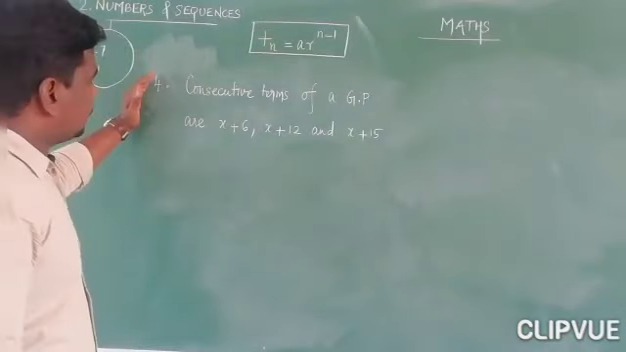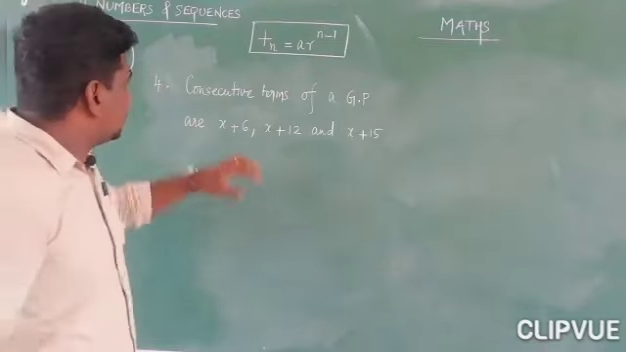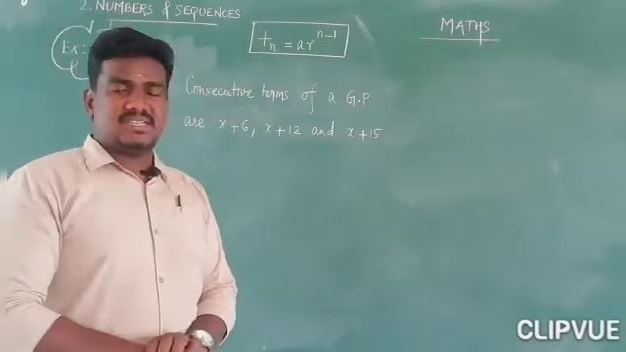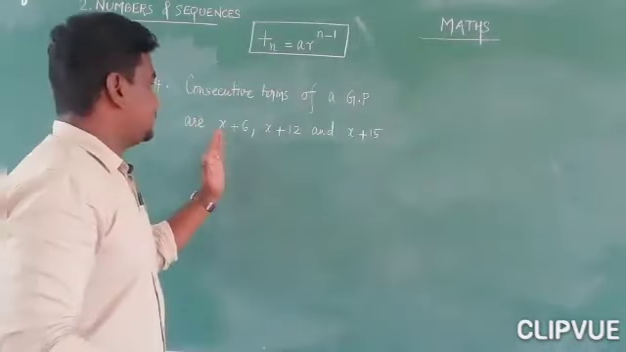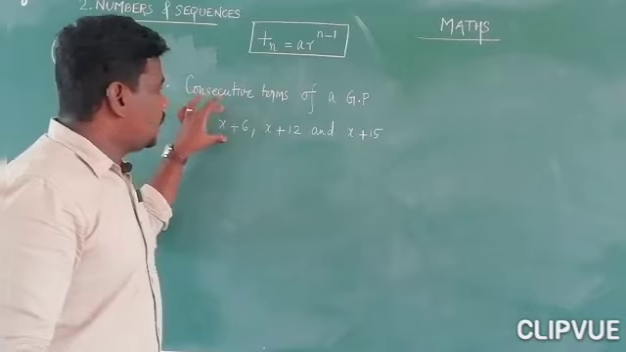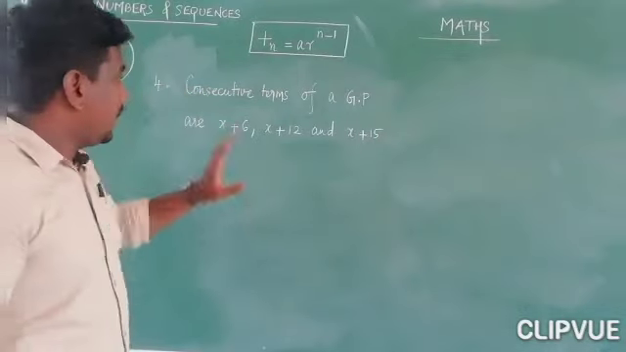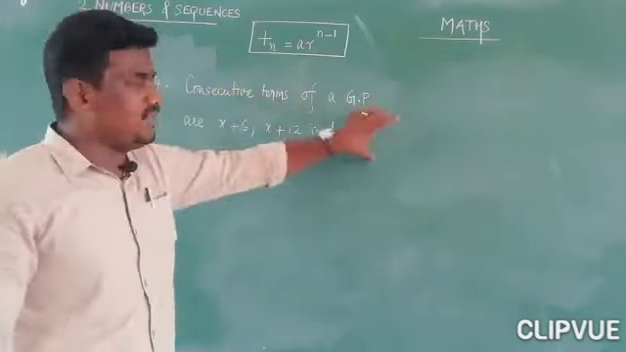Next question number 4, the same exercise 2.7. Here 3 consecutive terms of a GP are given. Here one unknown is given, that is x. So we are going to find that unknown. What is the value of x? And they said clearly they are in GP.